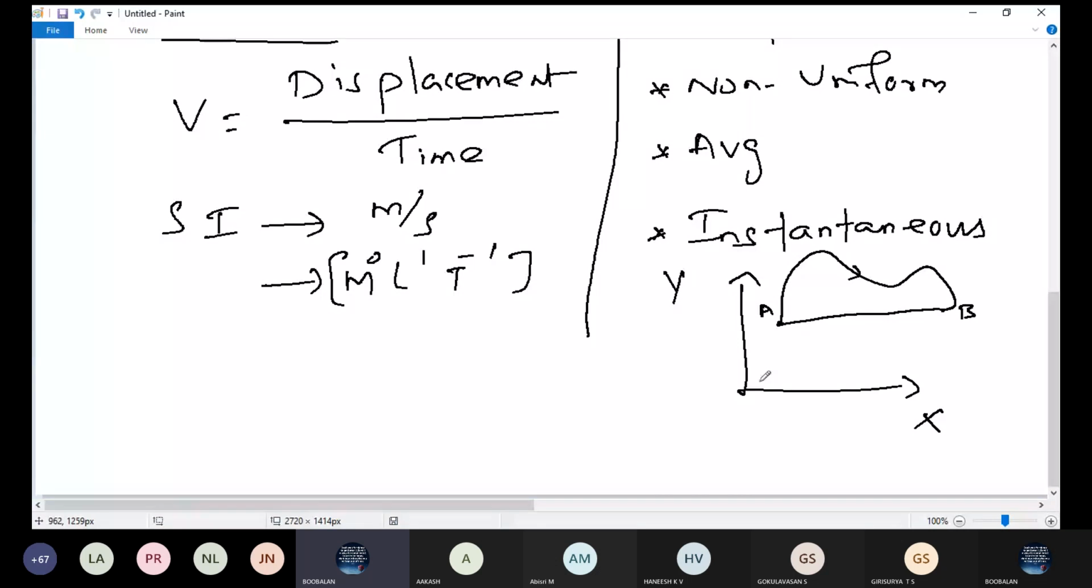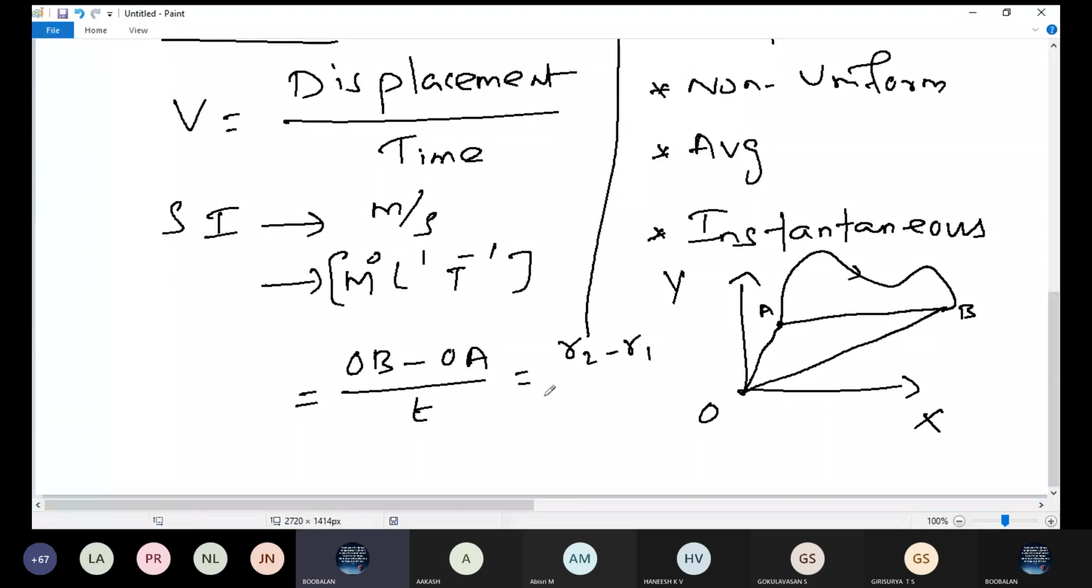So this is OA. This is OB. The formula: OB minus OA divided by time. Otherwise, R2 minus R1 divided by T. This is R1, this is R2, this is position vector R. So finding the displacement, velocity.